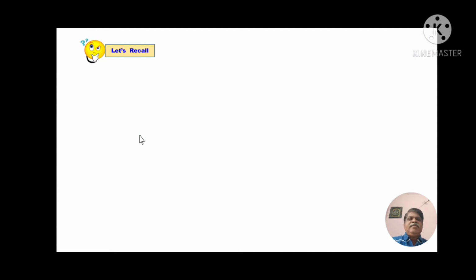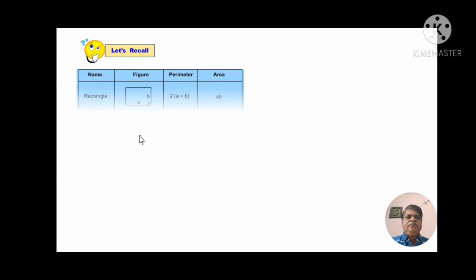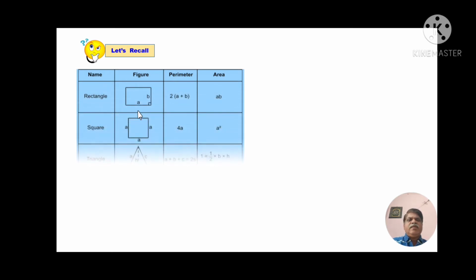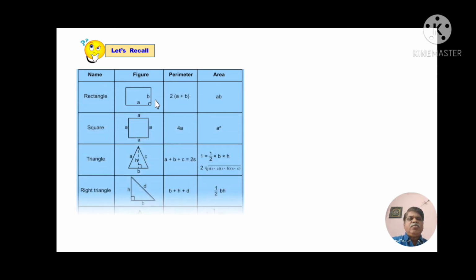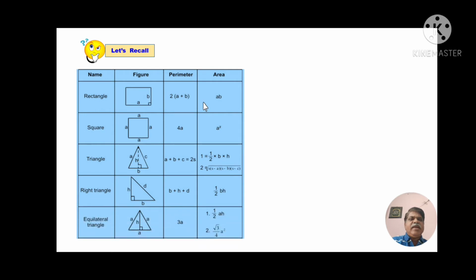Friends, let us recall a few formulas. The first figure you could see here is a rectangle whose perimeter is 2 into bracket a plus b and the area is a into b. Square having side a, perimeter is 4 into a and area is a square. This is a triangle where base and height are given and a, b, c are the sides. At that time, perimeter is a plus b plus c and area will be half into base into height.